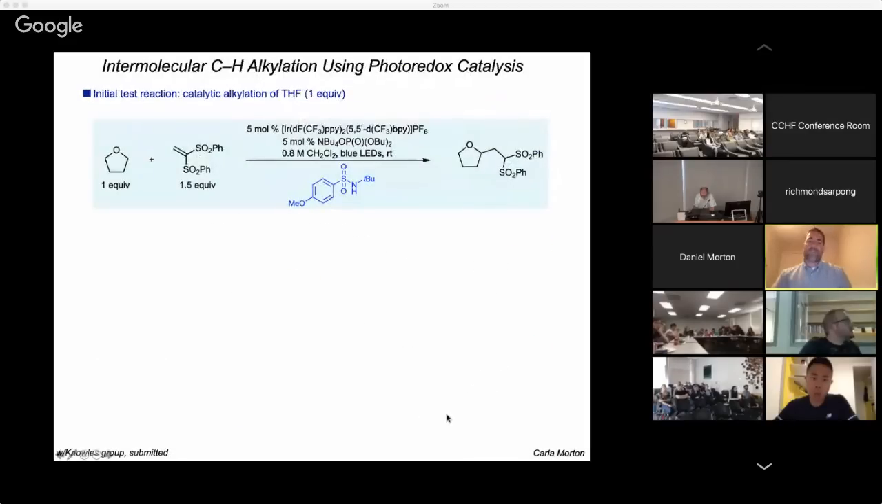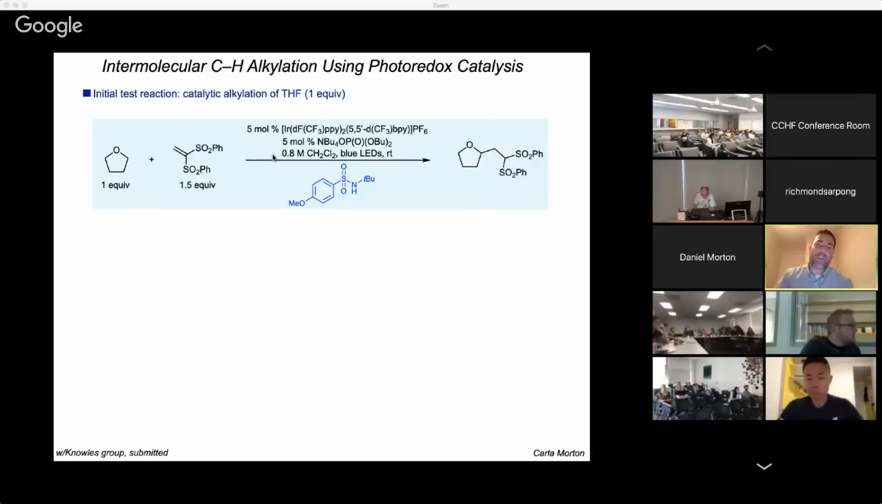So one of the first reactions that we tried to do is shown here. It's a simple alkylation of THF using bisulfonyl ethylene. So we have our iridium catalyst and our base in here. And the first thing we tried was using a sulfonamide. So could we form a nitrogen-centered radical here? That N–H bond is still around 103 kcal per mole.